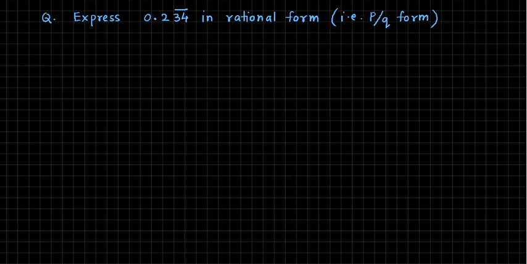So there are two ways. First we will see the shorter and simpler way, which does not involve the infinite series formula as such, but we will also see how we can represent this number using infinite series and evaluate the same. Now to begin with, let us call this required number x, which is 0.2 and 34 recurring.